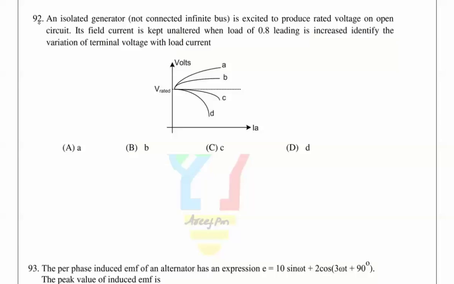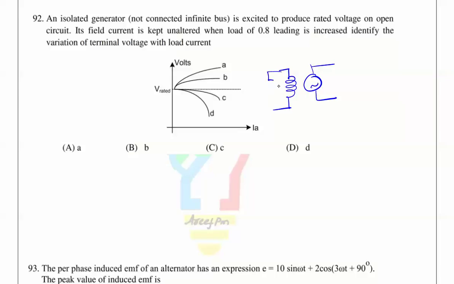The next question here is: an isolated generator not connected to an infinite bus is excited to produce rated voltage on open circuit. If the field current is kept unaltered when a load of 0.8 lead is increased, identify the variation of terminal voltage with the load current. So here we have an alternator which is separately excited, with the alternator field winding here.